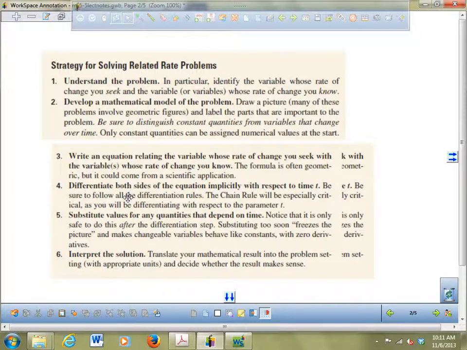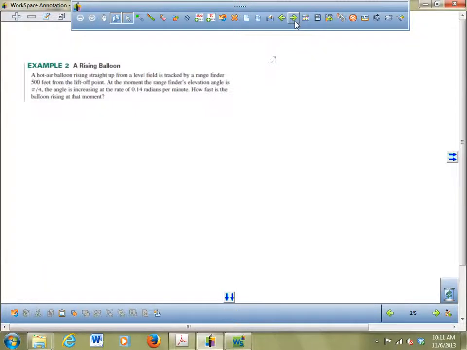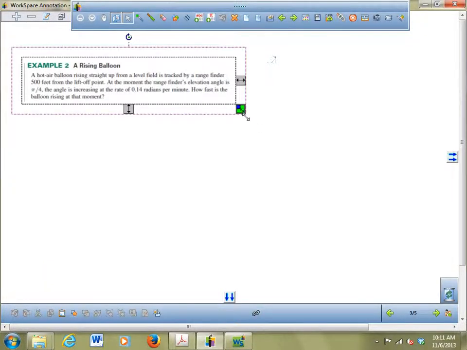Differentiate both sides implicitly with respect to time. The chain rule will be critically important to you. Okay, so we kind of talked about that. At the end, after you've done the differentiation, then you substitute in the things you know. So it's really important that you don't plug in what they give you before you do the differentiation. And be able to interpret the solution. So let's do one where you actually have to find something.